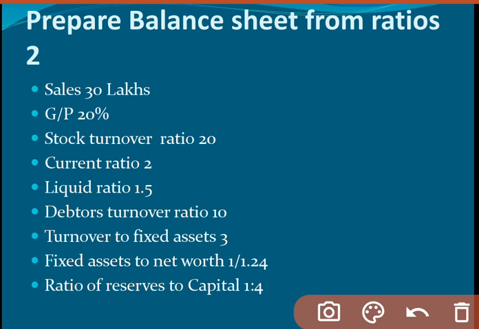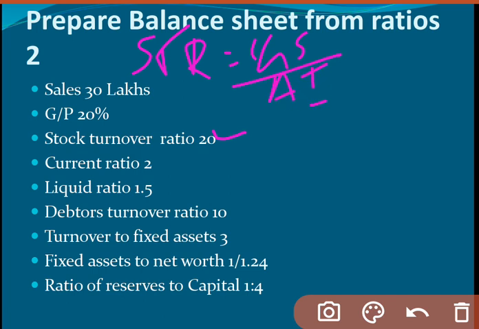How can we find the value of stock here? It is from the stock turnover ratio, which is calculated as cost of goods sold divided by average inventory, average stock. Here cost of goods sold is not given, but sales and gross profit are. So sales minus gross profit is cost of goods sold, that is 30 lakhs minus 20% of 30 lakhs, 6 lakhs. So 24 lakhs is the cost of goods sold.